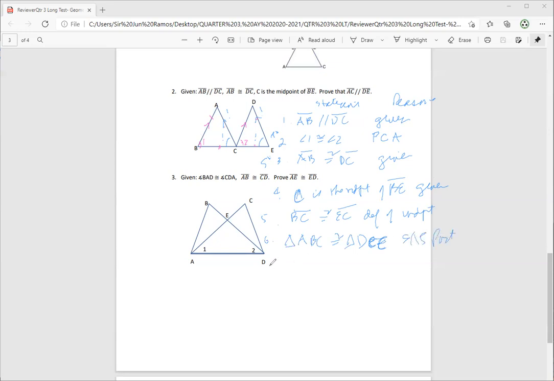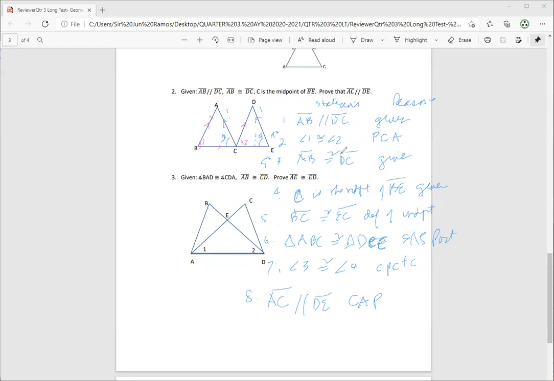Okay? And then, number 7 here, I will name this angle 3, and then this is angle 4. So, that angle 3 there is congruent to angle 4, or that is ACB and DEC. This is corresponding parts of congruent triangles are congruent. And if they are, we can now say that AC is parallel to DE. What would be the reason? We were able to find two corresponding angles that are congruent, hence they are parallel.